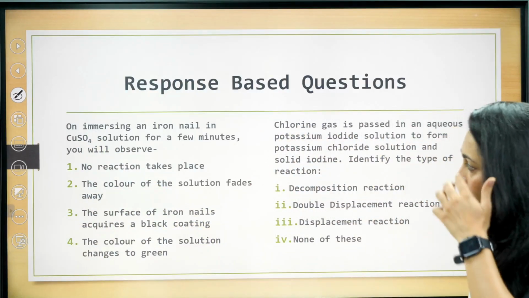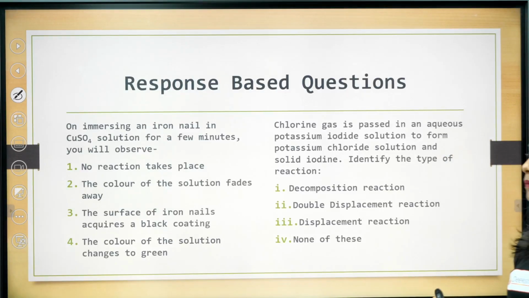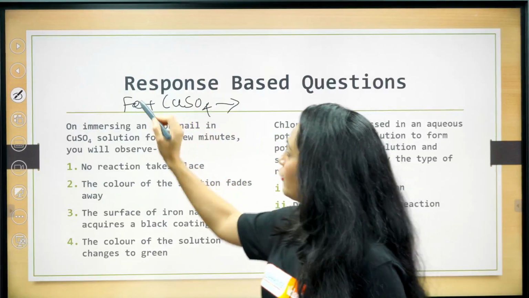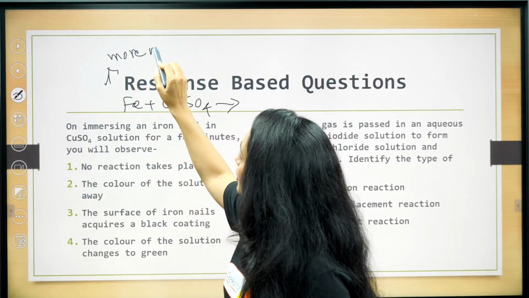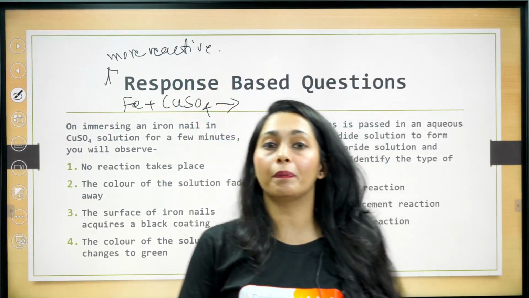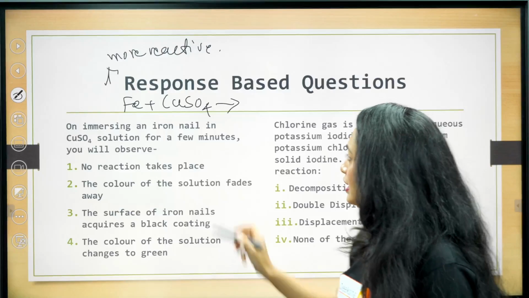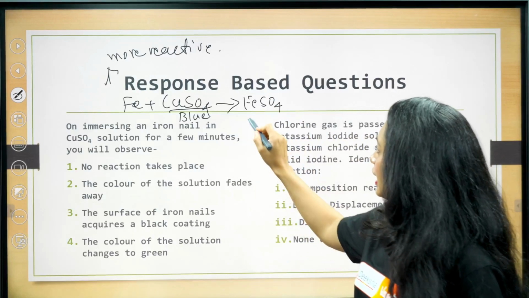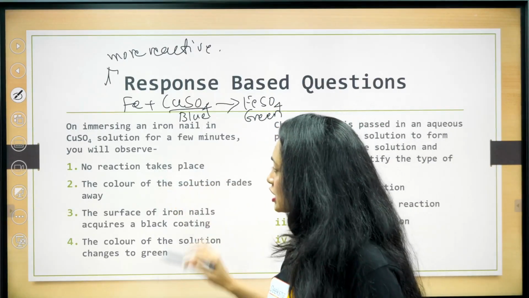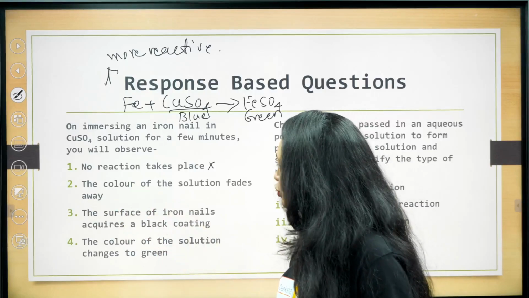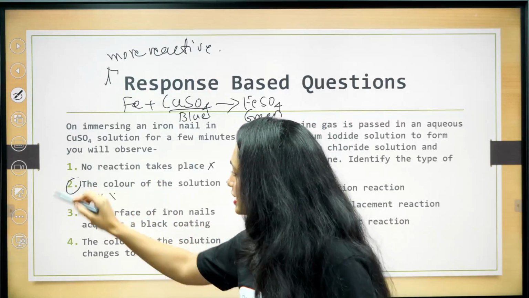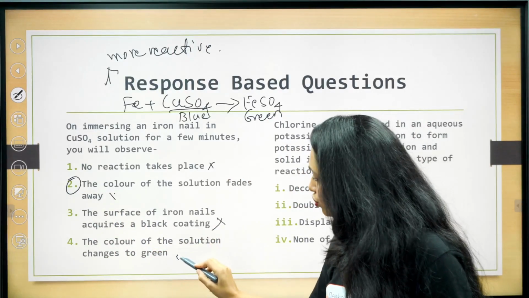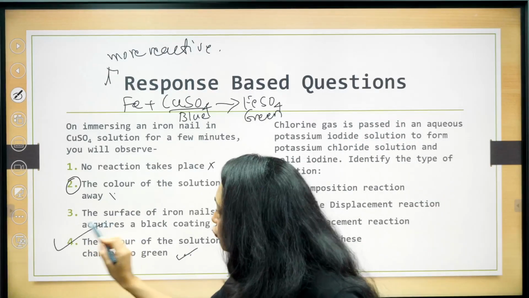So on immersing an iron nail in copper sulfate solution for a few minutes, you will observe dash. So Fe is made to react with CuSO4. Fe is more reactive than copper, right? So Fe is going to displace copper from copper sulfate. So what's going to happen? This will have blue color, and when ferrous sulfate is formed, it will have green color. So no reaction takes place. This is wrong. The color of the solution fades away. Let's see. The surface of iron nails acquires black coating. No. The color of the solution changes to green. This is more precise. Option 4 is the right answer.